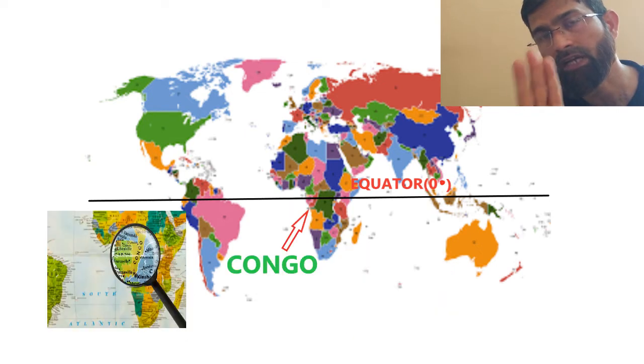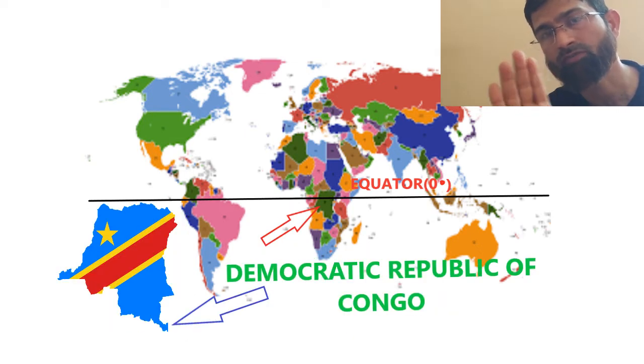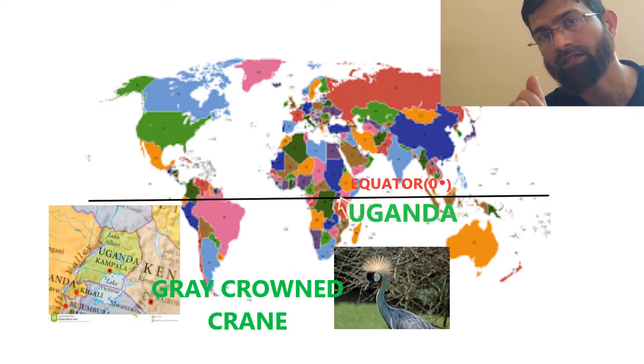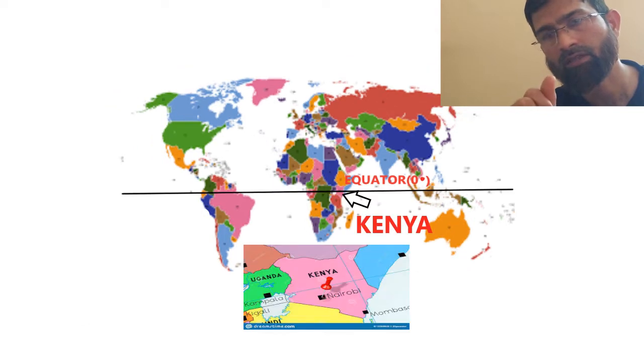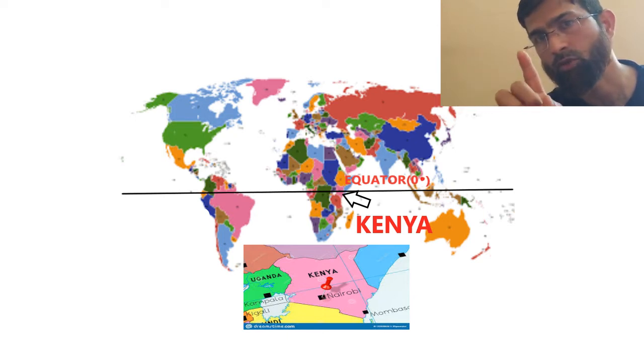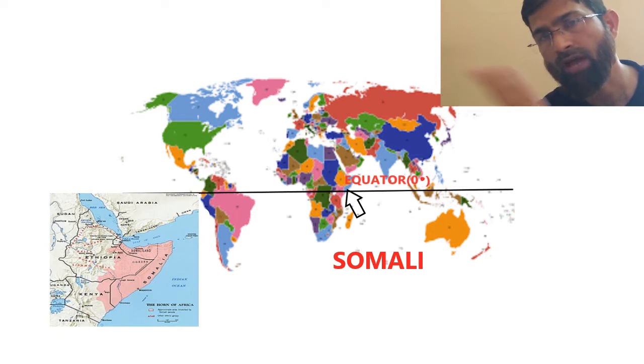Third one, Congo. And the fourth one, Democratic Republic of Congo. Fifth one, Uganda. And sixth one, Kenya. And the seventh one, Somalia. Now let's move on from Africa.